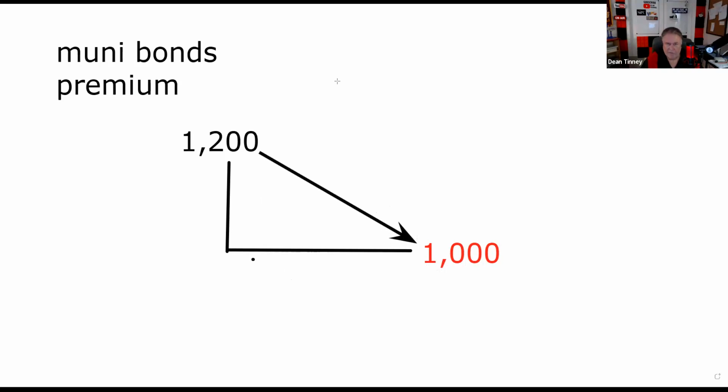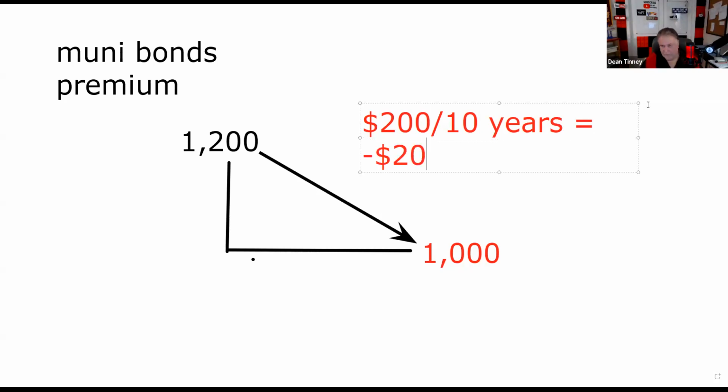So what I have to do is adjust my cost base. Let's say on the test, I tell you your customer purchases a muni bond for $1,200 with 10 years to maturity. So I have to say, okay, I'm going to lose $200 over 10 years. And so what I need to write down each year is $20. You see how I got that $20? That is our first kind of thing.